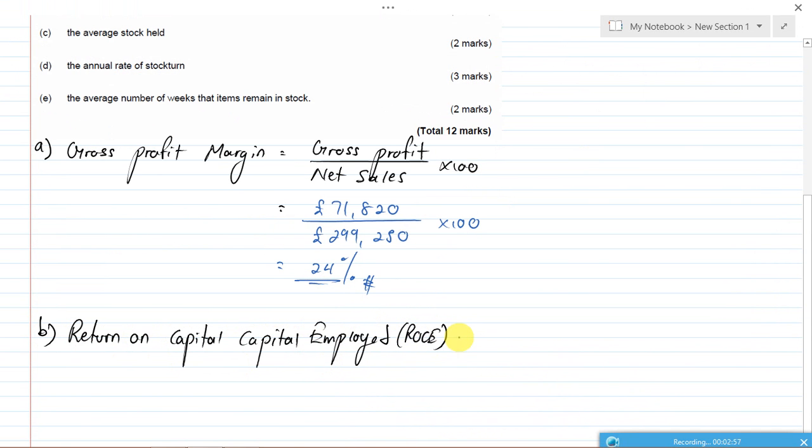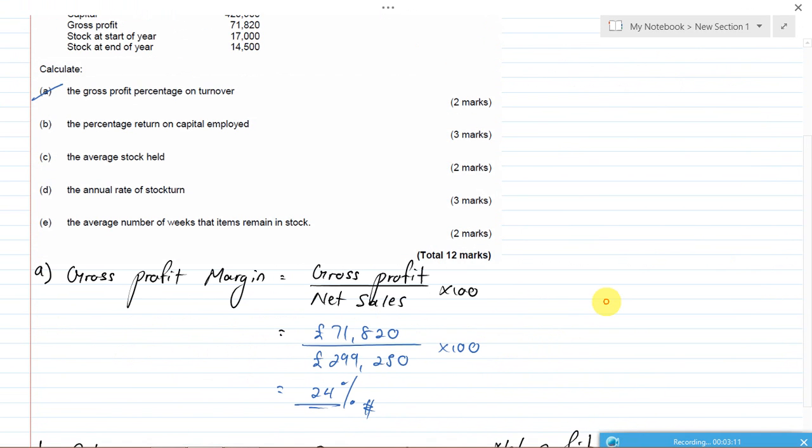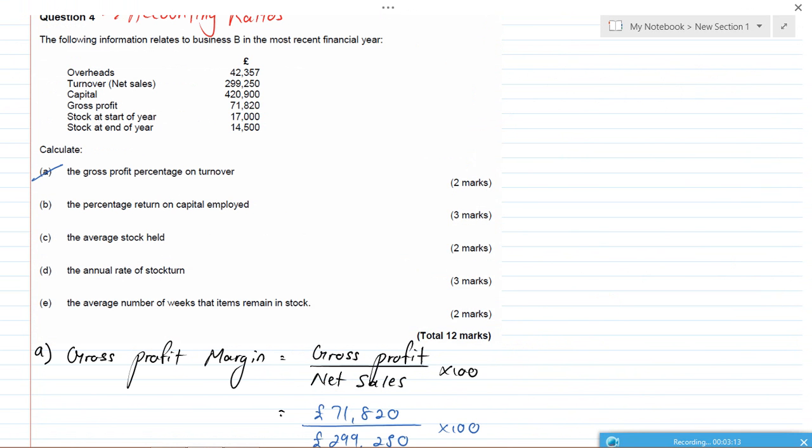ROCE, which is net profit divided with what? Net worth times 100. Now over here we got a problem. If you look at the information, they never gave you the what? Net profit, but however they gave you gross profit. So from that we can find the what? We can find the net profit.